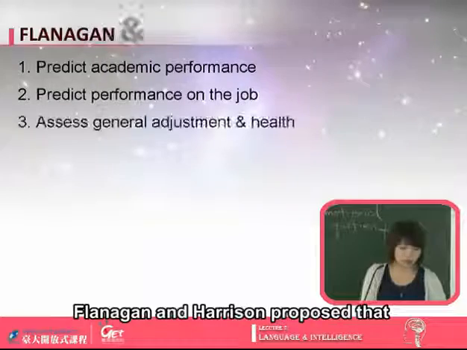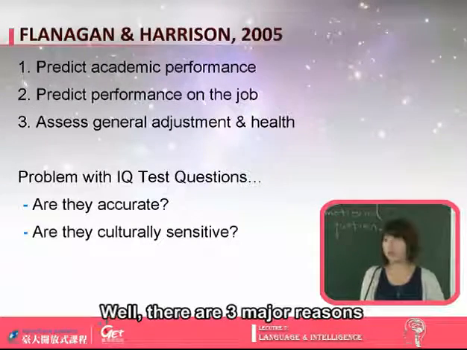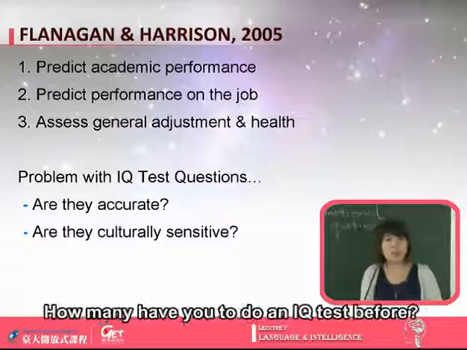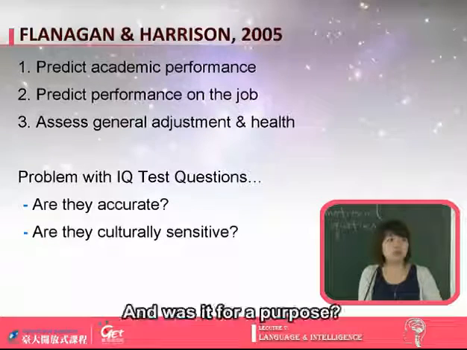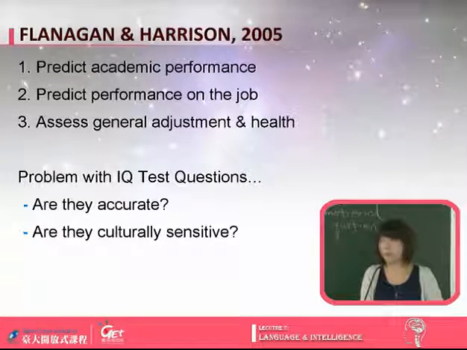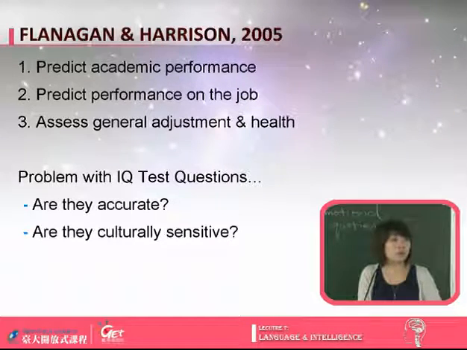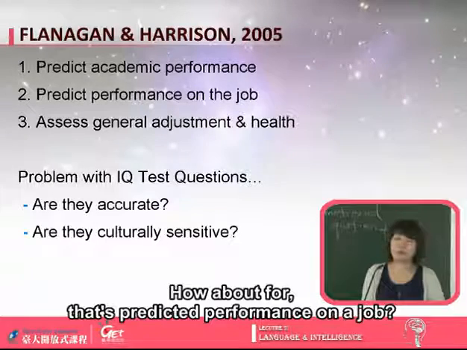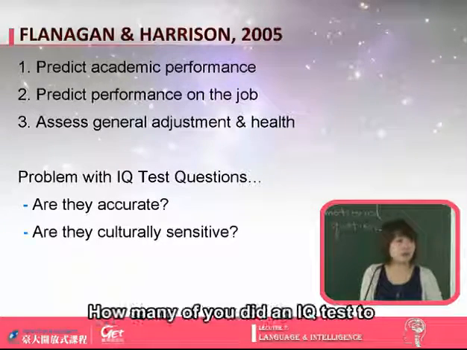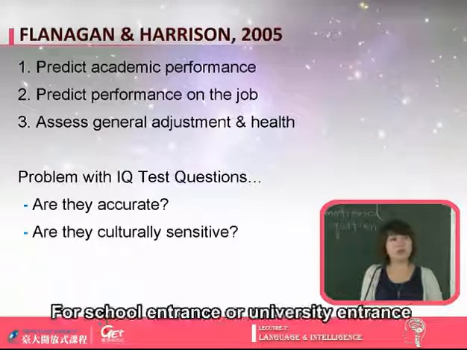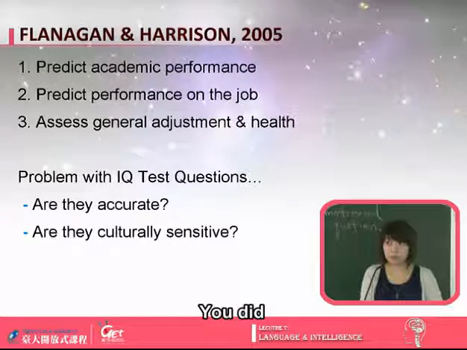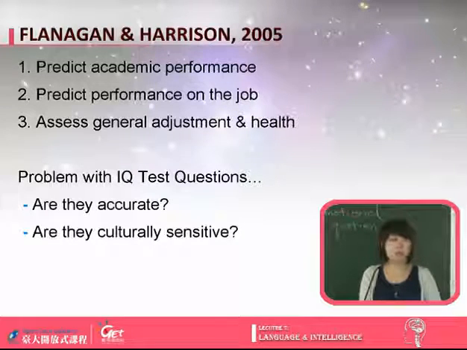Flanagan and Harrison proposed the three major reasons. One, to predict academic performance. How many of you had to do an IQ test before? And was it for a purpose? For a company, okay? How about that's predict performance on the job? How about academic performance? How many of you did an IQ test for school entrance or university entrance? You did? Okay. Yeah? Okay.